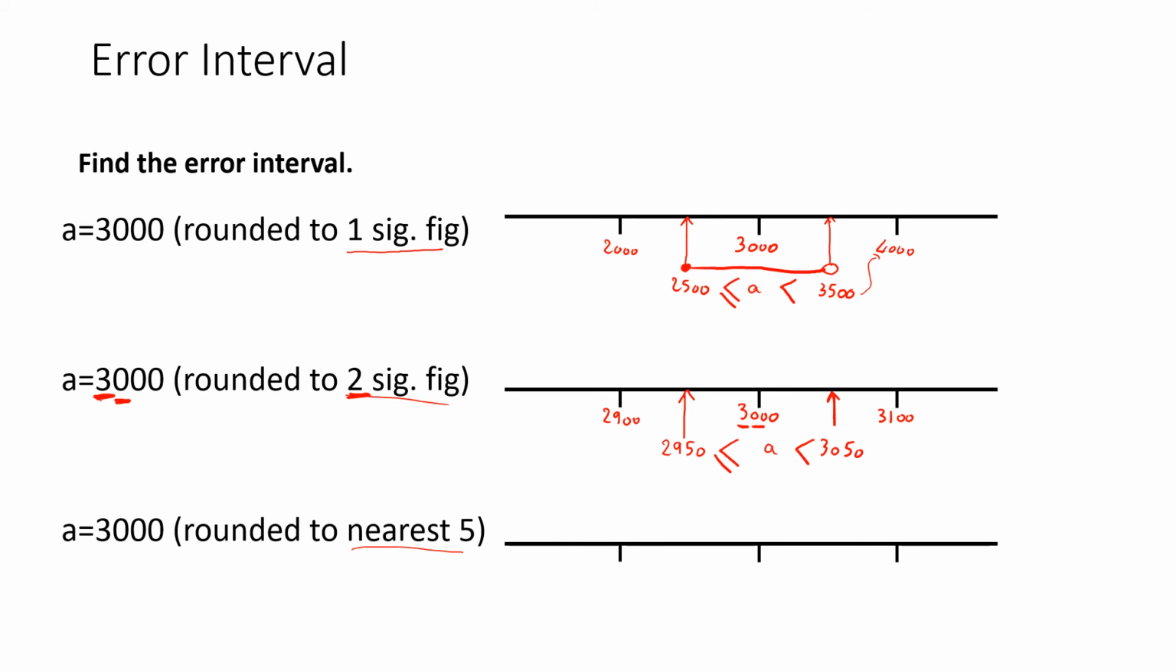And then the third example here is, what are we going to do if it's rounded to the nearest 5? Well, you're still going to use a number line. You're going to put your 3,000 in the middle, but your number line now needs to go up in 5s. So this means that the next number would be 3,005, and the number before would be 2,995. And we do the same thing again here. We find the point where you start rounding to 3,000, and that point here would be 2,997.5.